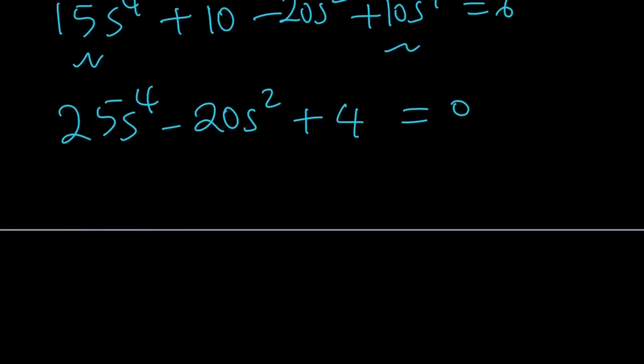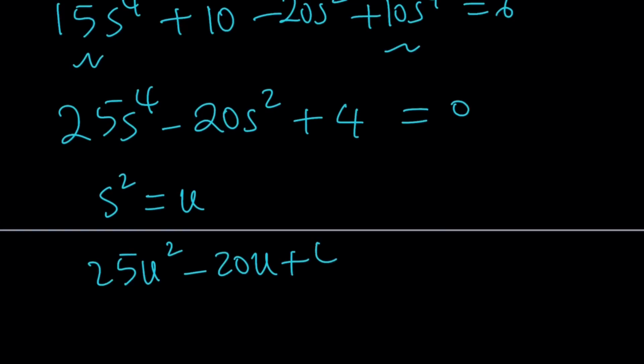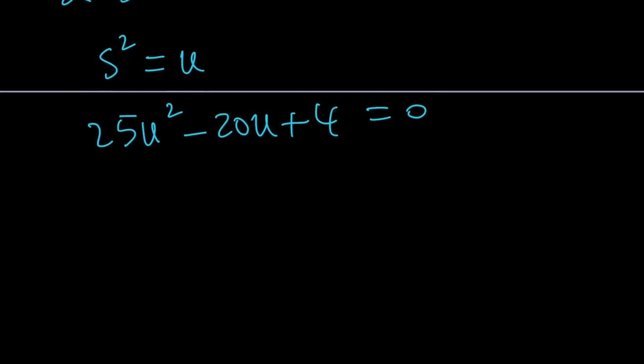Now, even though this looks like a quartic equation, and it actually is, it is kind of like a biquadratic, which means you can turn this into a quadratic equation by replacing s squared with something. Like, suppose s squared equals u, and then you get 25u squared minus 20u plus 4 equals 0. And obviously, you can solve this using the quadratic formula, right? Wait a minute. What is the quadratic formula?